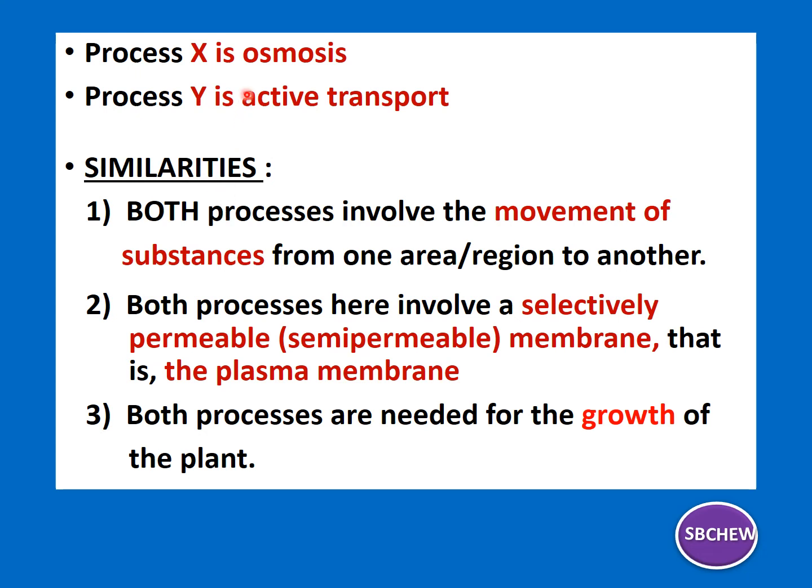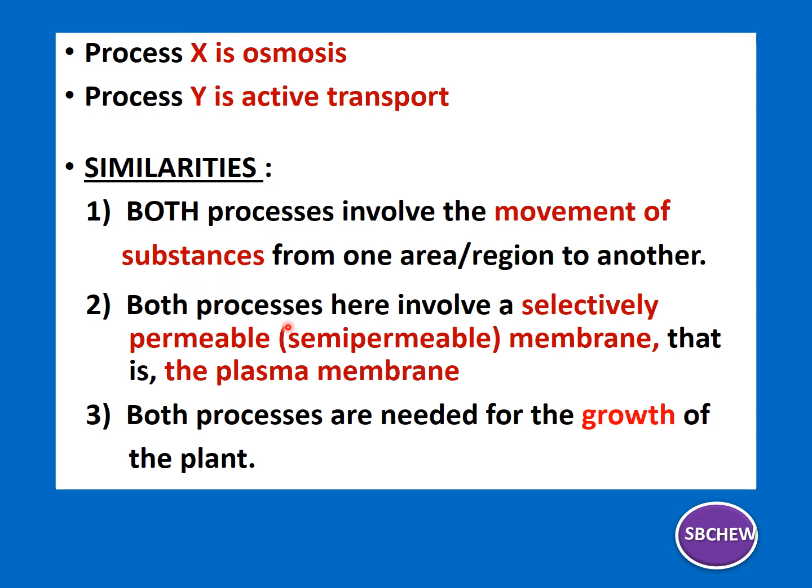Right, so we're going to compare osmosis and active transport. Basically, osmosis is passive transport, okay, and Y is active transport. So think about the differences between passive transport and active transport. And then of course also the similarities. Okay, we start with the similarities. So both processes involve the movement of substances from one area to the other. For example, water is moved into the cell, and nitrate ions are moved into the cell.